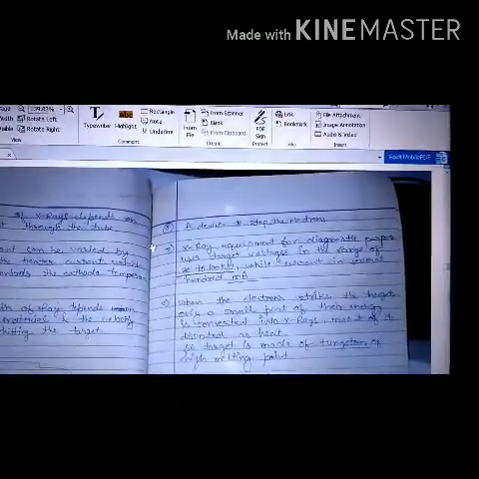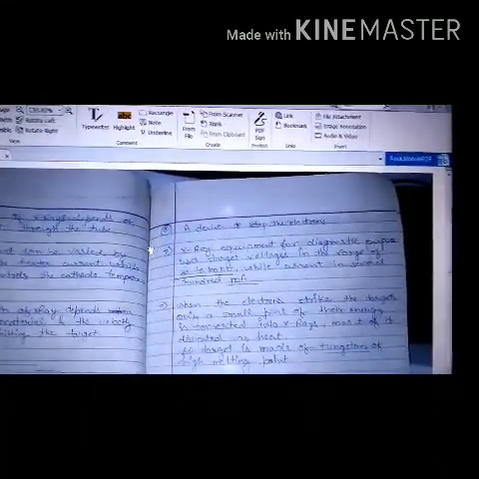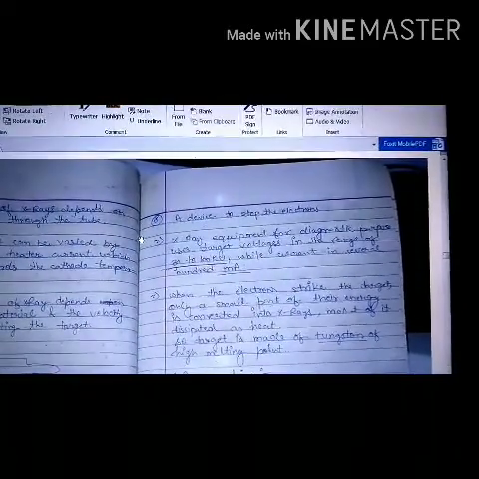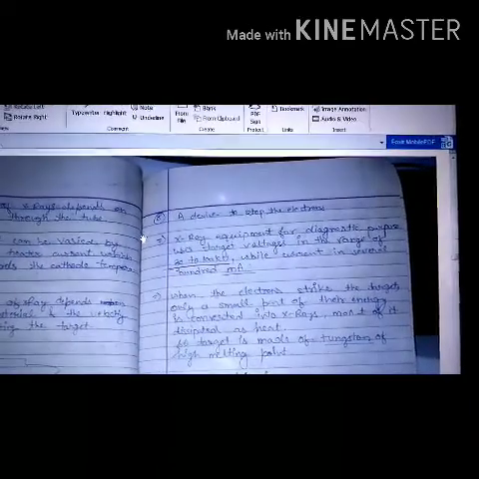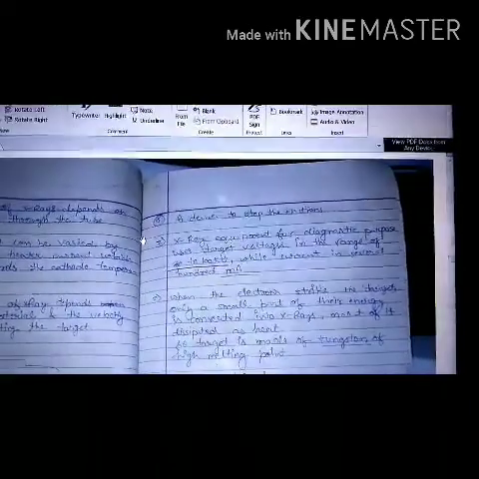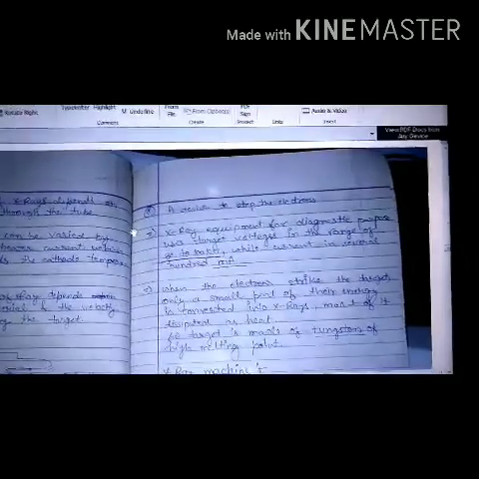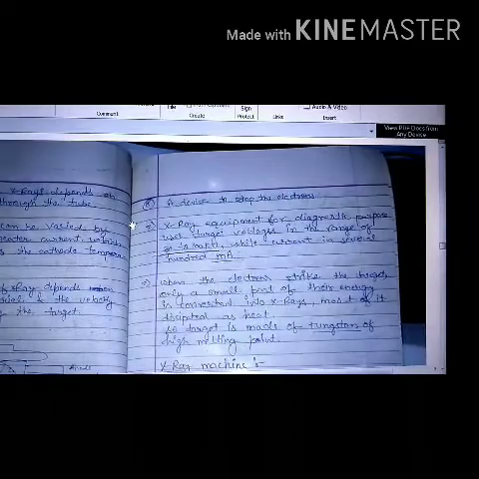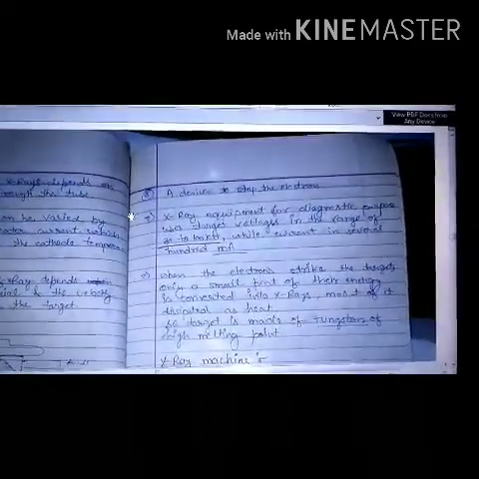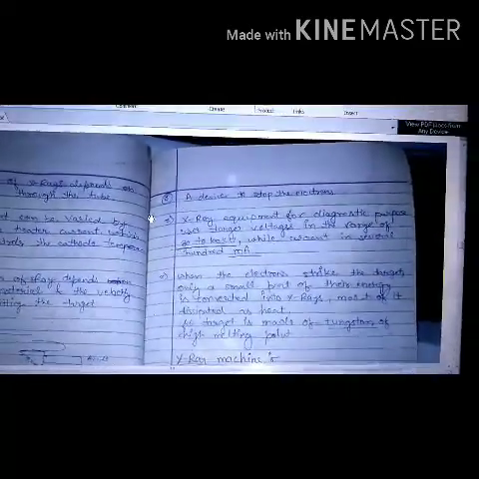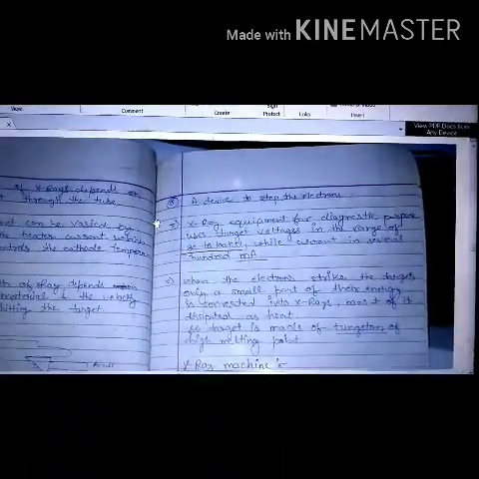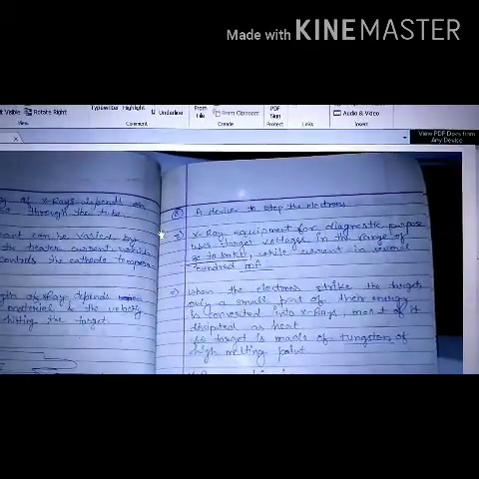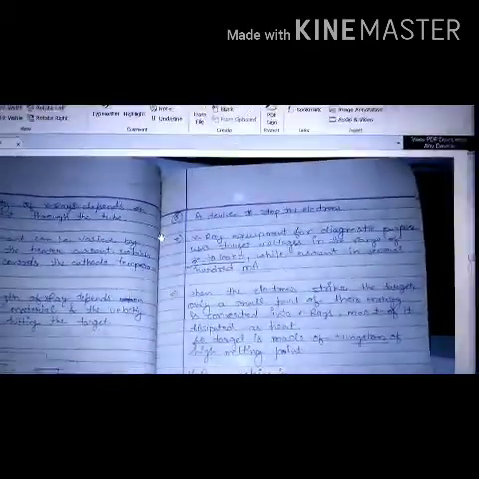A particular anode has been used here; depending upon its material, the X-ray wavelength will vary. Now, X-ray equipment for diagnostic purposes, that is, for diagnosis of a particular condition, uses a target voltage in the range of 30 to 100 kilovolt. It is a high voltage device, while the current is in several milliamperes.